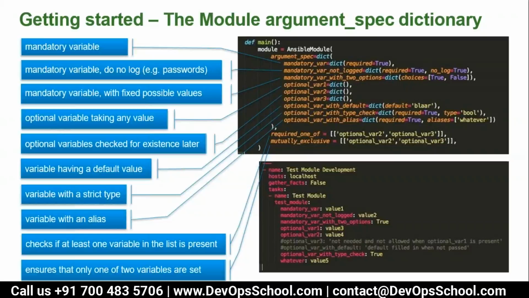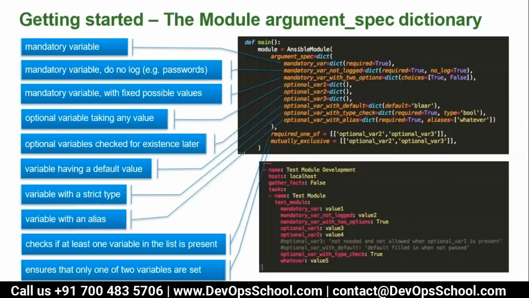Now if you want to take any variables and check for existence, you can do that also, the same way. Again, if you want to declare a variable which has some default value, look at the options where you have optionals_var_default, that's the variable name, is equal to dict(default=val). That means if you do not specify it, this default value will automatically be taken.